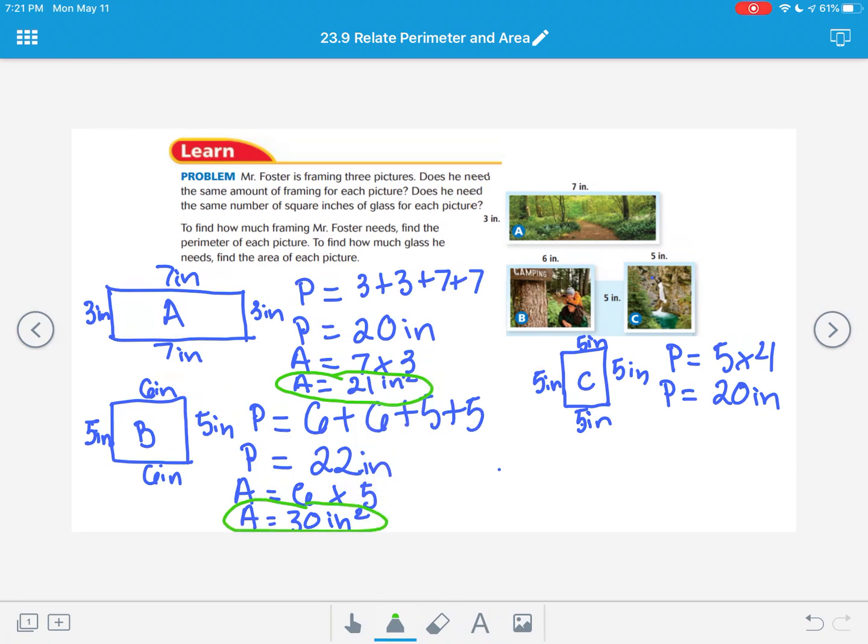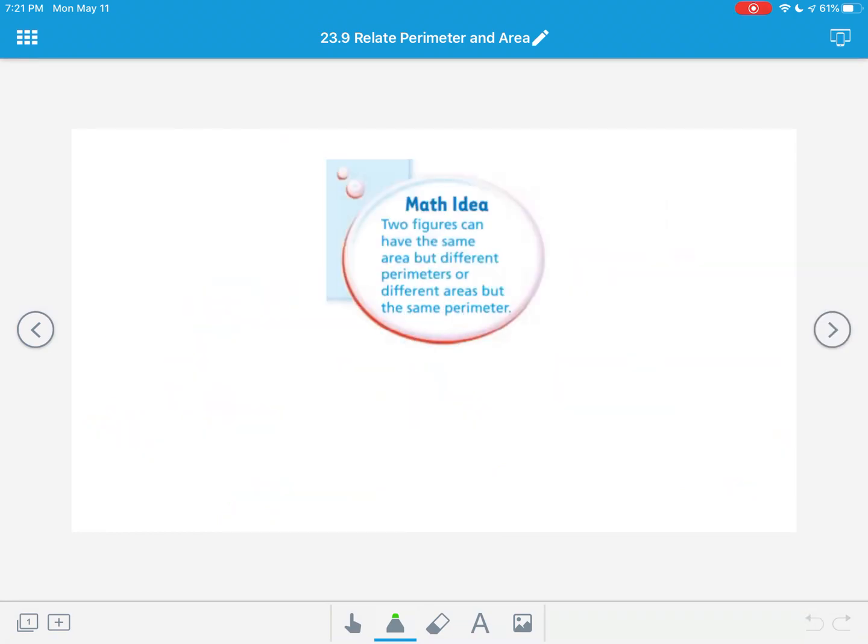So again, we have a different area for figure B. Let's take a look now at figure C. The area will also be the width times the height. So we have 5 times 5. The area of figure C is 25 inches squared. So for all of these figures, they all have different areas. Although figure A and C had the same perimeter, they have different areas.